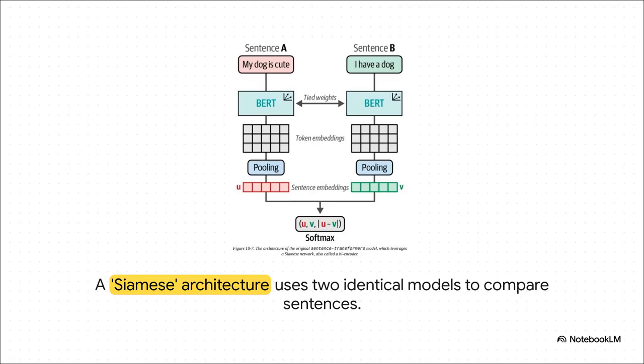I want you to think of it like identical twins. You have 2 models that are perfect copies of each other. They have the exact same programming, the same brain. You feed one sentence to the first model and another to the second. And because they share the same knowledge, their comparison is always going to be perfectly consistent and unbiased.